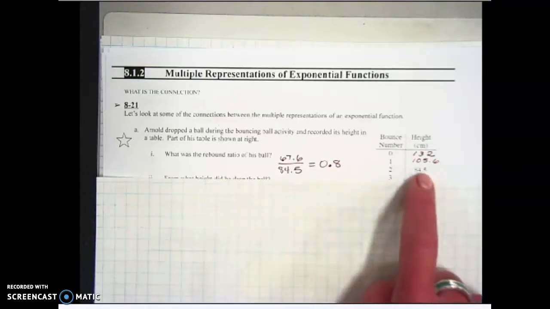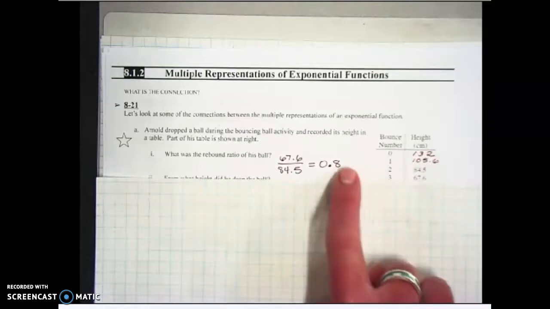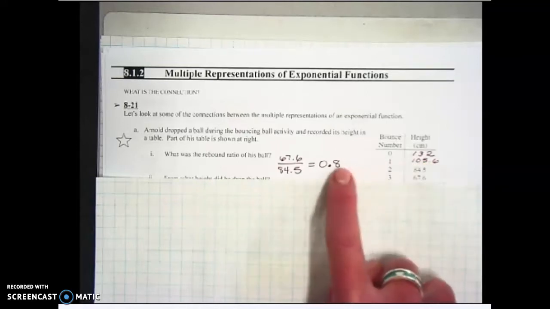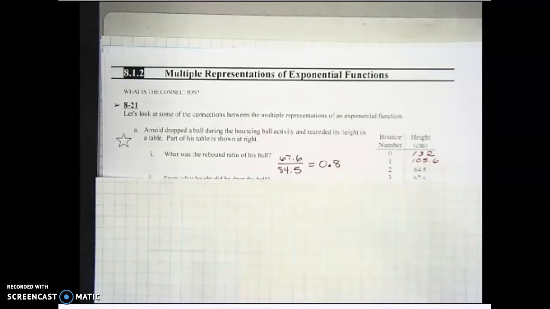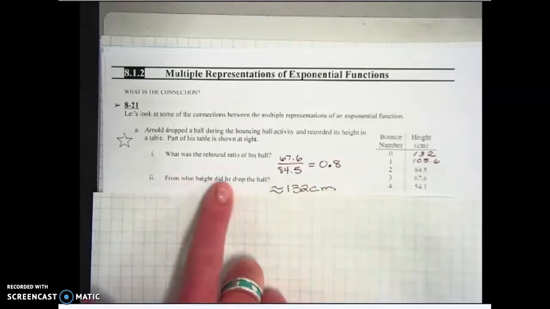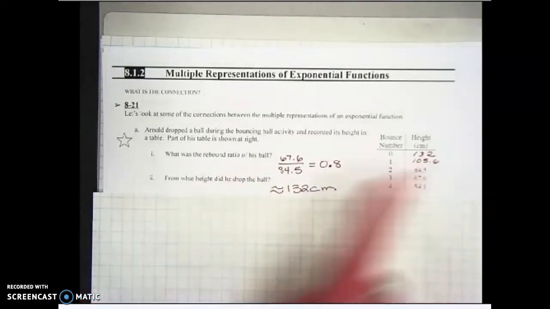And then to work your way backwards and fill in these two numbers, you simply take the 84.5 and divide by 0.8. It'll give you 105.6. And then you take that number and divide by 0.8, and it'll give you 132. So 132 centimeters is where that ball was dropped from. And then, how many of you remember what happened when you dropped the ball? Each bounce did what? Decreased, okay? So they wanted to know what was the height that the ball was originally dropped from, approximately 132 centimeters.